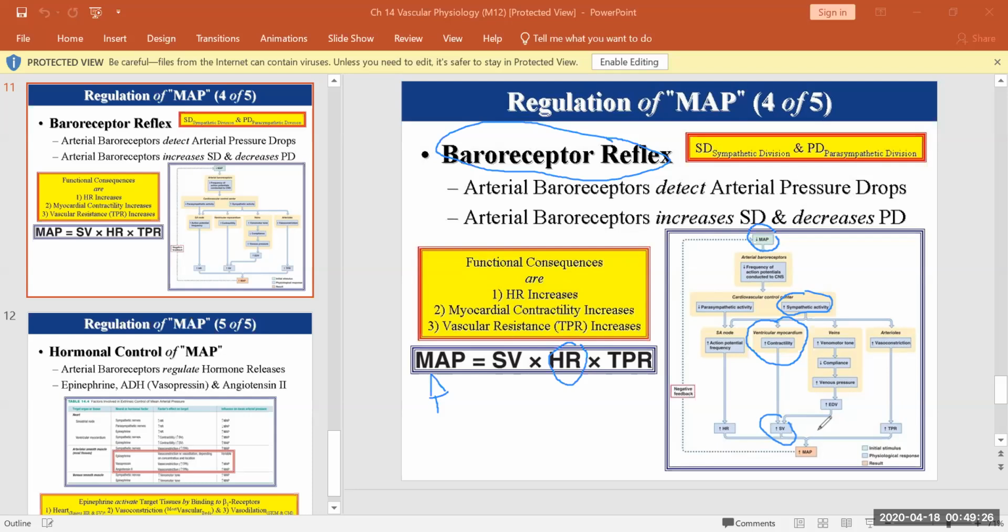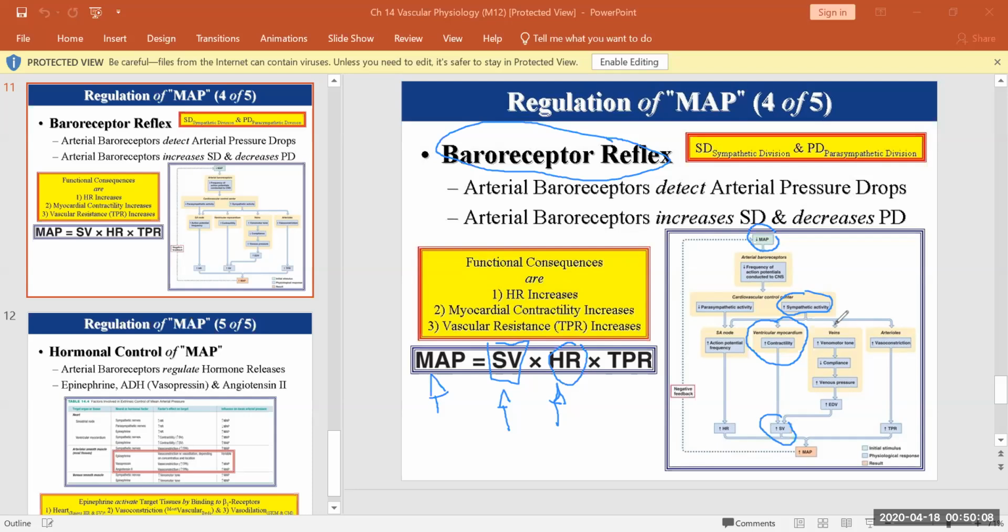Think about a balloon, right? The stronger you squeeze the balloon, and that balloon contains water inside, the larger the amount of water will leave the balloon. Same thing with the heart. So the stronger the heart squeezes, contracts, the larger the amount of blood will leave the heart. We call that the stroke volume. So if your stroke volume increases, then MAP also increases. So HR increase, SV increase will lead to MAP increase.